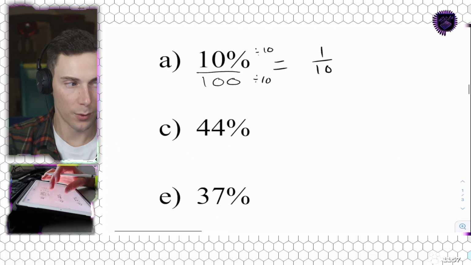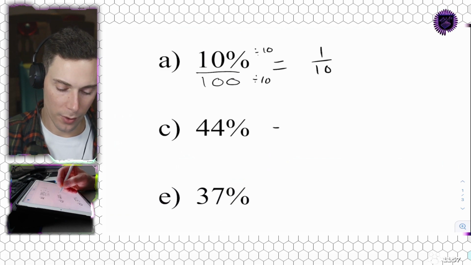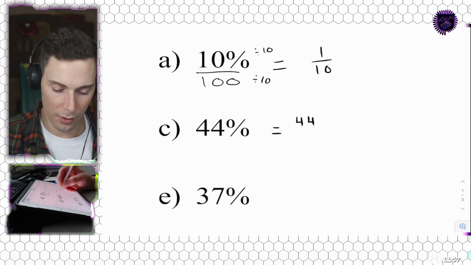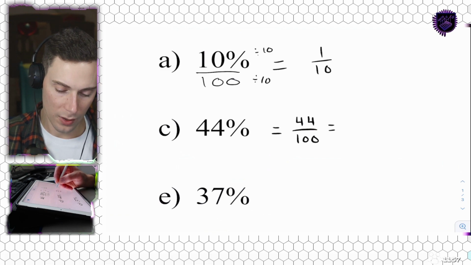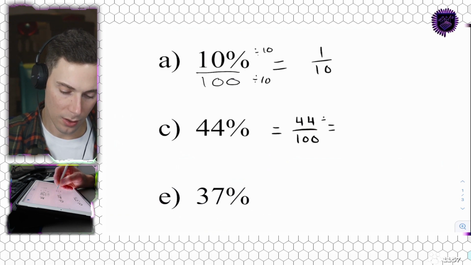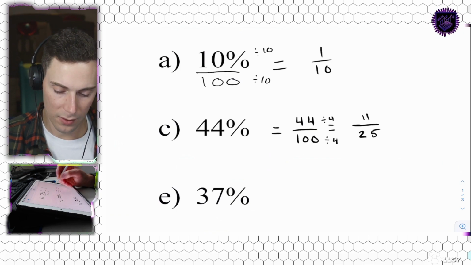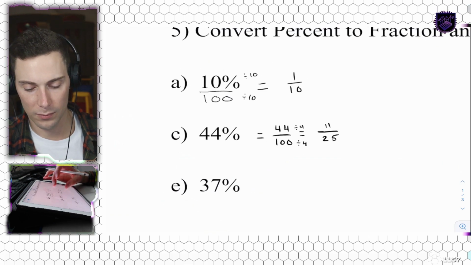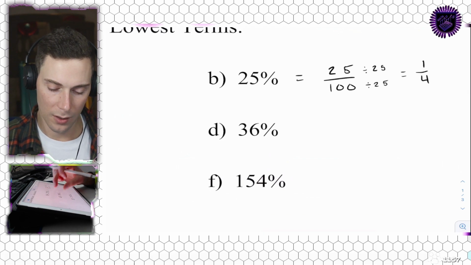44%. Now 44% means 44 out of 100, which equals, let's say we divide each by 4, which will equal our lower fraction of 11/25. Can't simplify that anymore.